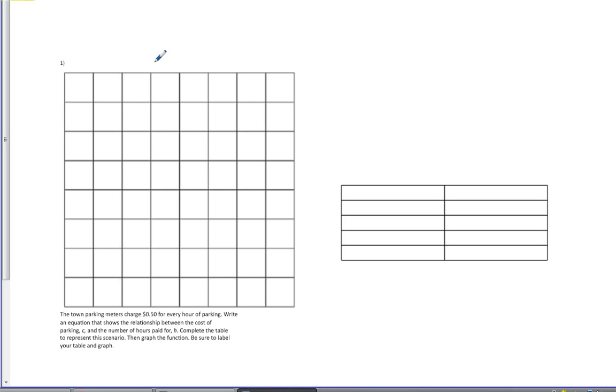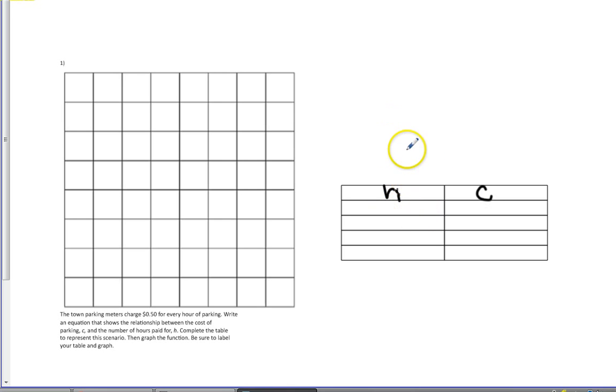So again, we have to identify the independent and the dependent variables. So I have to say to myself, does the cost depend on the hours or do the hours depend on the cost? And you just kind of answered your question there, that the cost, C, depends on how many hours I park.